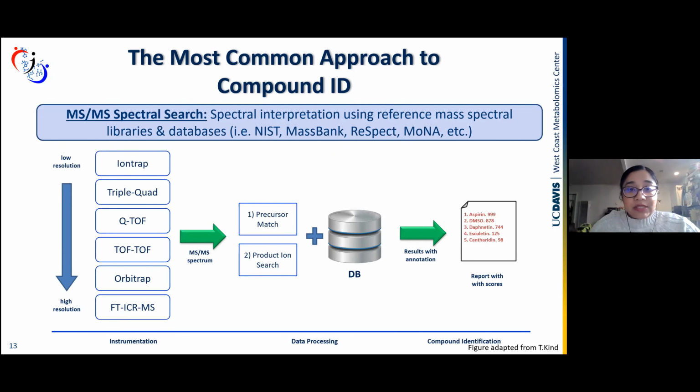So that MSMS spectrum or spectra are taken, and both the precursor is matched in a database, as well as the product ions or the fragment ions are searched against a database, resulting with some annotations and a report that normally has some scores to help a researcher justify what is a good candidate versus what is to be ignored.